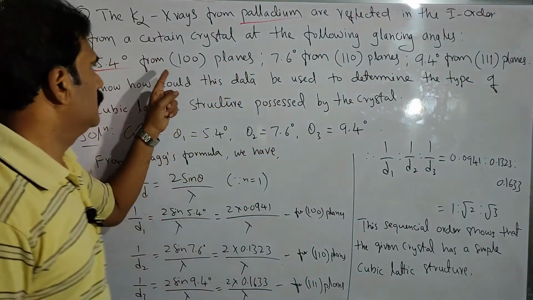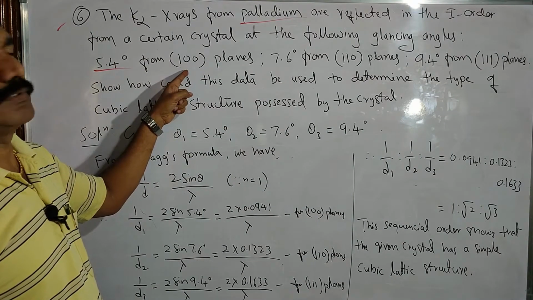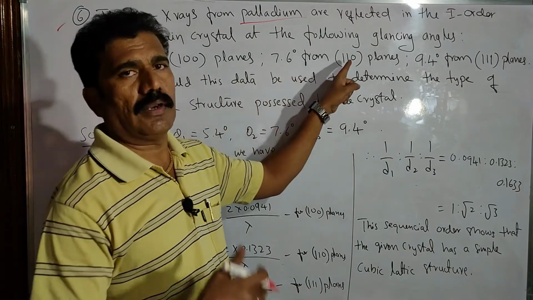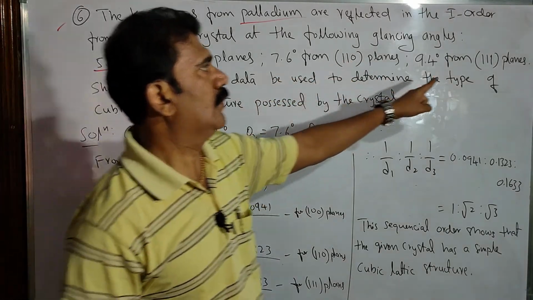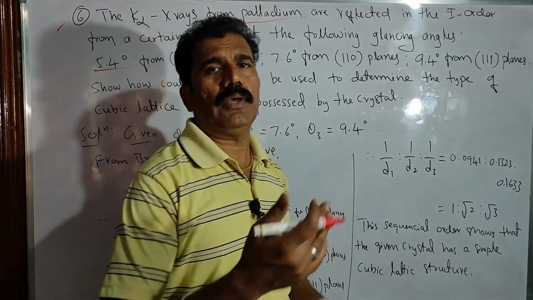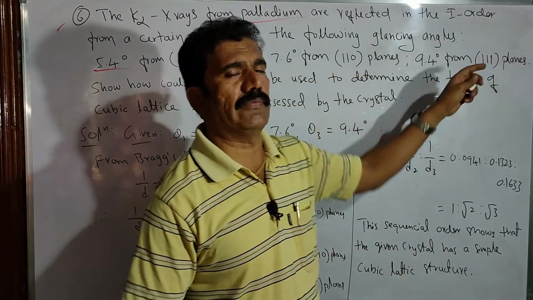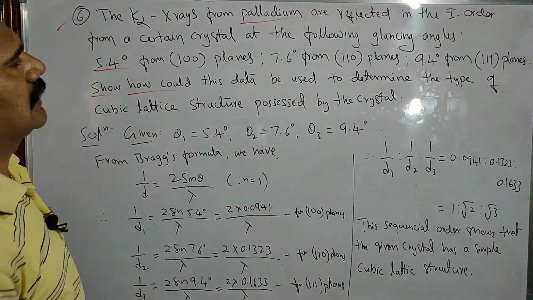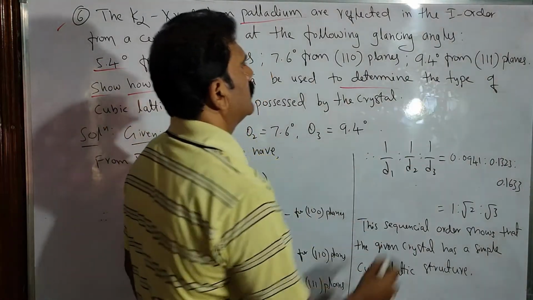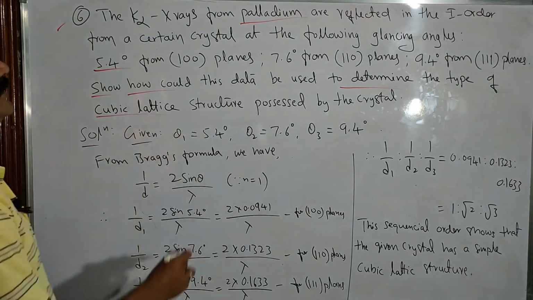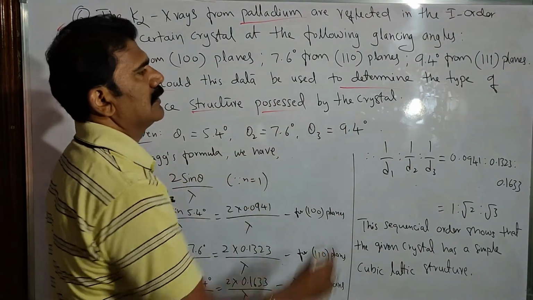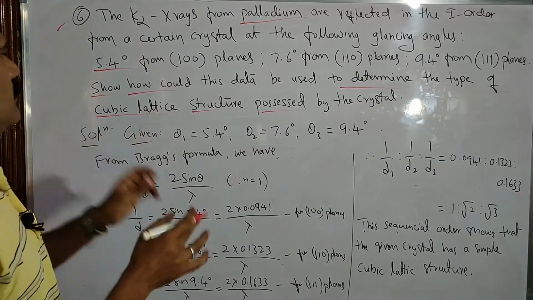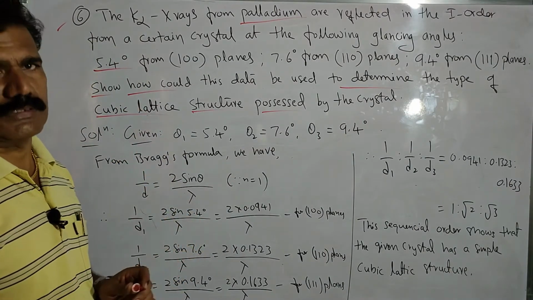So these are actually the Miller indices of the planes, isn't it? 100 are the Miller indices for a particular plane. Similarly, 110 are another set of parallel planes, and 111 are another set of parallel planes. For that, Miller indices are given here. Now show how this data could be used to determine the type of cubic lattice structure possessed by the crystal. That means using this data you have to identify the type of the given crystal structure.